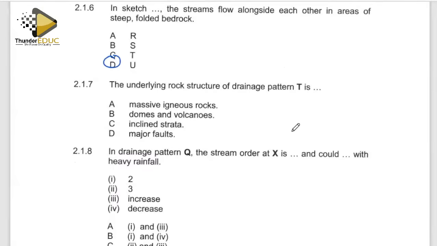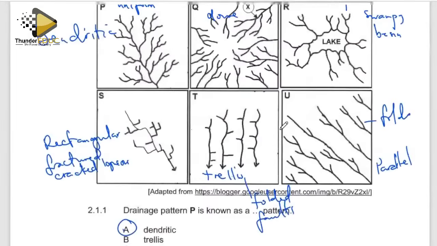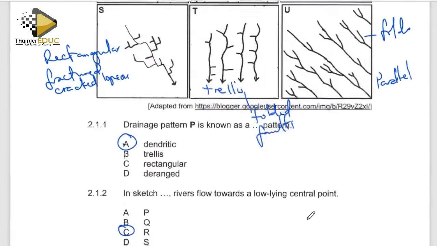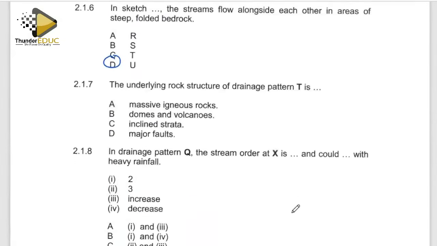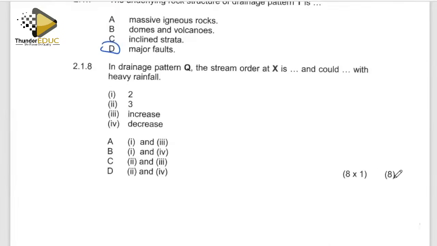The underlying rock structure of drainage pattern T is, what is drainage pattern T? We check with drainage pattern T. This area, we said, is an area of major faults or folded areas. So it's major faults. Right, in drainage pattern Q, the stream order at X is, with when we talk of stream ordering, I will try to illustrate here how we calculate stream ordering. And could dash increase or decrease with heavy rainfall?